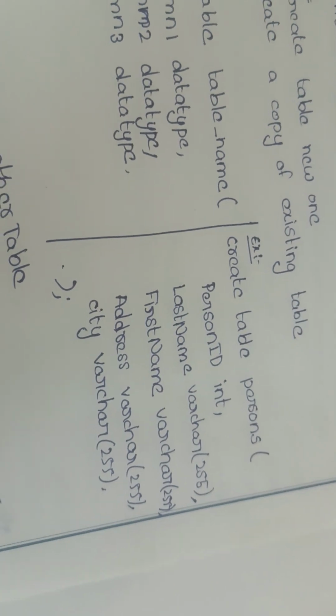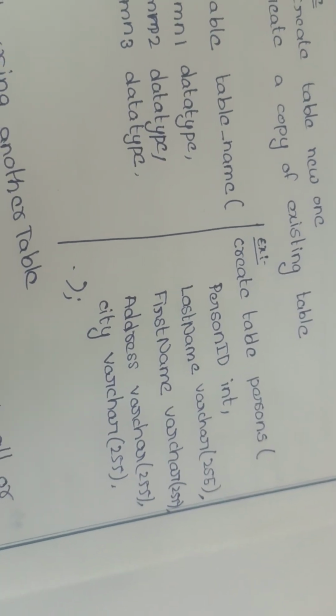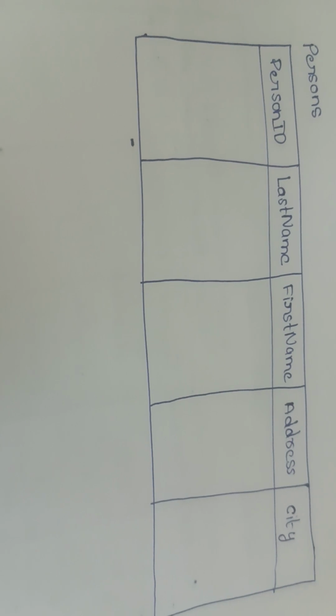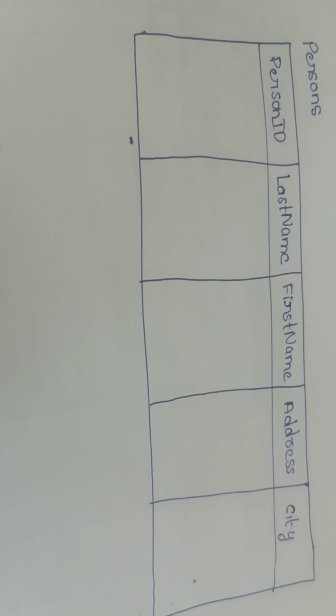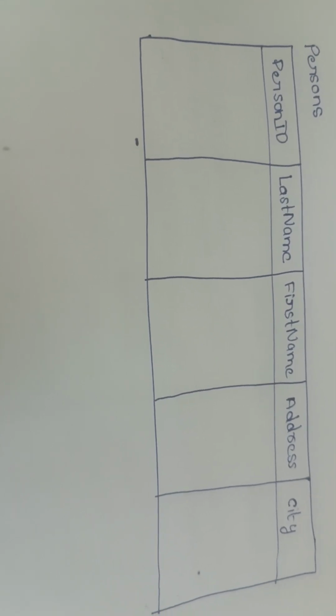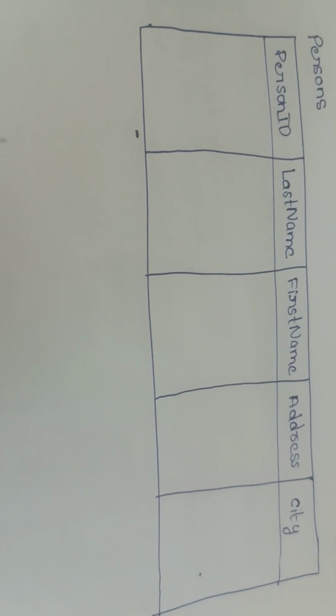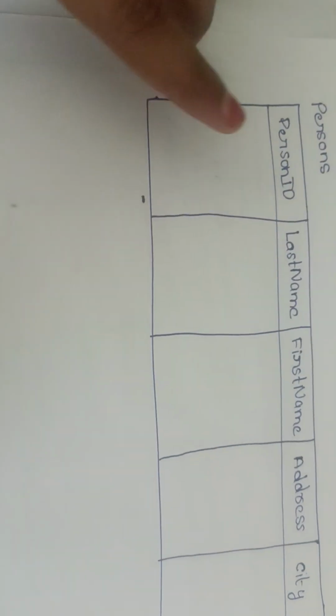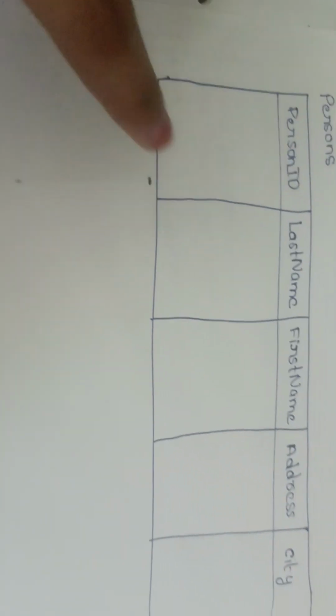After executing this query, we would get a table like this. This is the table after executing that query. If we want to insert any values, like PersonID 1, last name ABC, and first name something like that, then we will use INSERT INTO, which I already discussed previously.